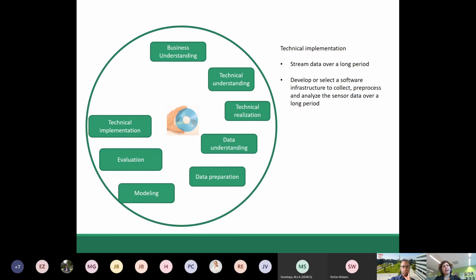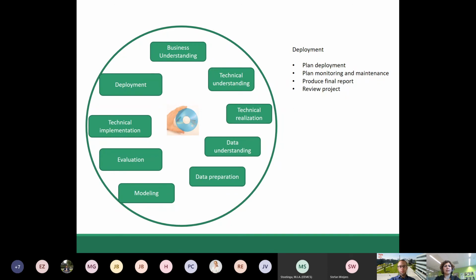Now that evaluation is done and there is enough confidence, there is technical implementation, which means the following activities: streaming data over a long period, and developing or selecting a software infrastructure to collect, pre-process, and analyze the sensor data over a long period. And finally, there is deployment, which has the following activities: plan deployment, plan monitoring and maintenance of what we have built and made, produce the final report, and review the project.